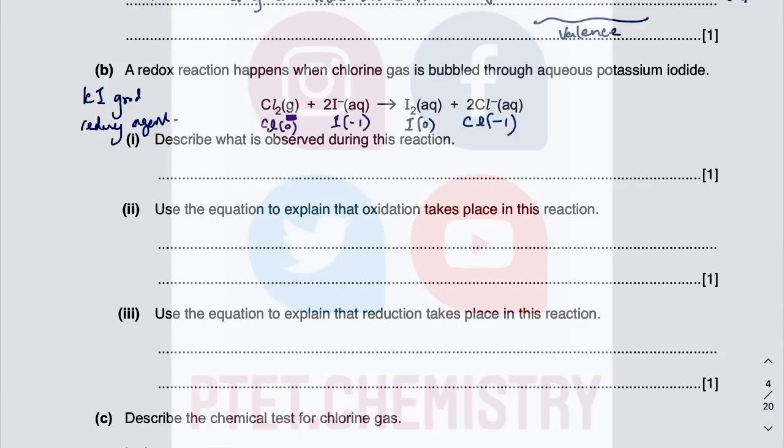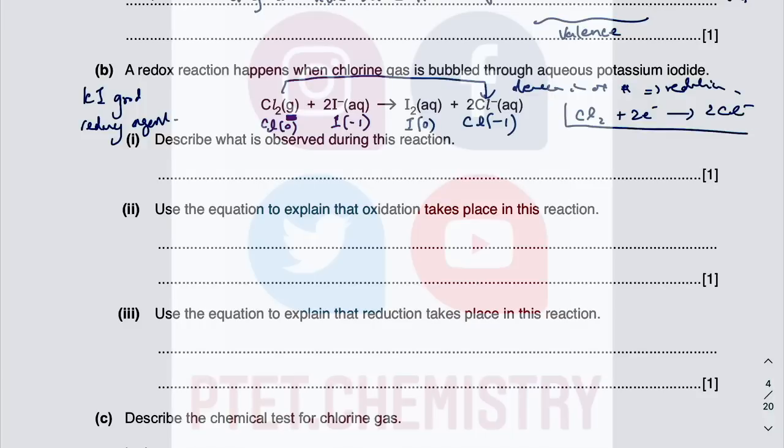Chlorine 0 to chlorine -1, there is a decrease in oxidation number, so that is your reduction. How can you go from chlorine 0 to chlorine -1? Well, if you write your half equation correctly, it has to gain electrons, because no charge, gain 2 electrons, you will get 2 Cl minus. That is your half equation. That is gain of electrons. Gain of electrons is reduction. So it's the same concept in terms of oxidation number or in terms of electrons.